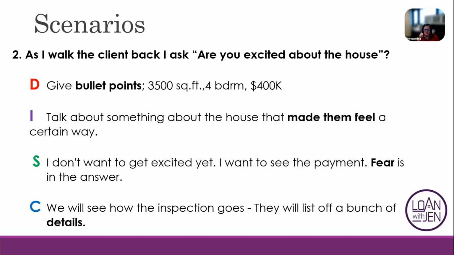The C is going to say, well, yeah, let's see how the inspection goes. You can't really ask them to get excited because that's not how they roll. They don't think emotionally like that usually. So they're like, yeah, we got to see. Yeah, we'll wait to get excited until after the inspection. They want a list of details.